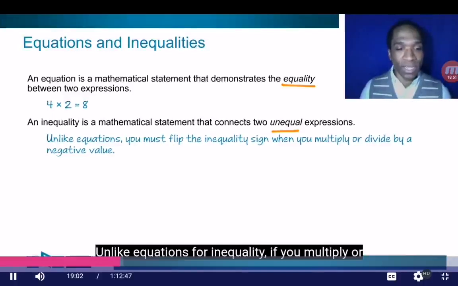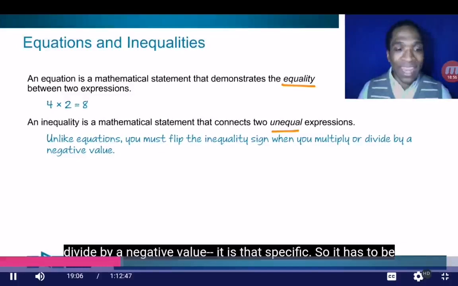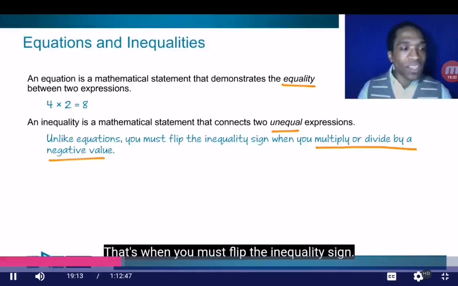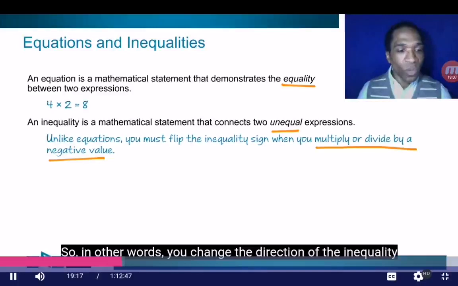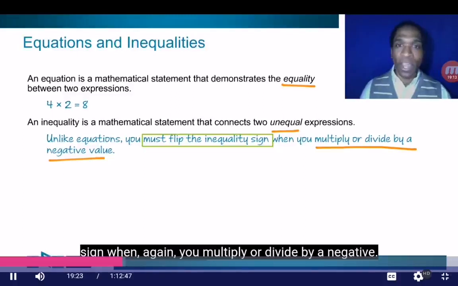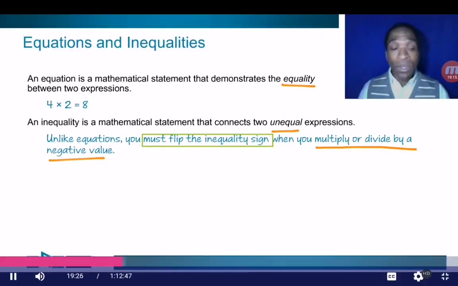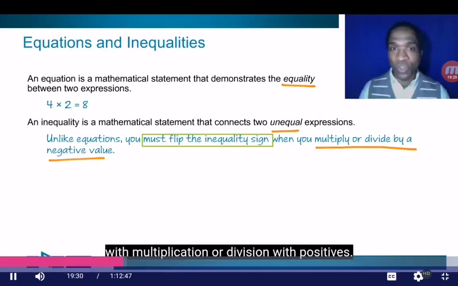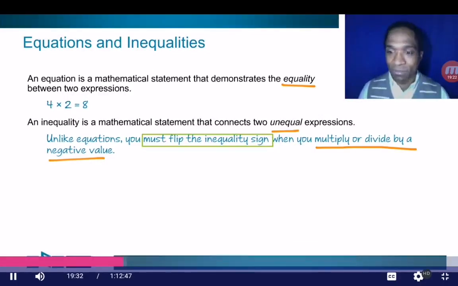Unlike equations, for inequality, if you multiply or divide by a negative value, it is that specific. So it has to be multiplication or division with a negative. That's when you must flip the inequality sign. So in other words, you change the direction of the inequality sign when, again, you multiply or divide by a negative. So not with addition, not with subtraction, and not with multiplication or division with positives.